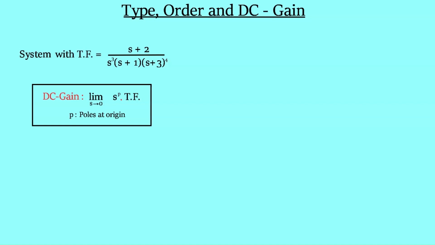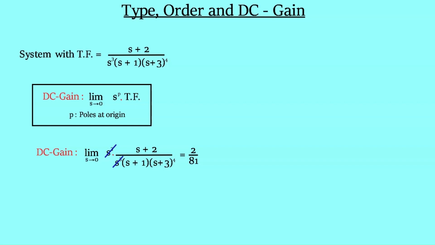The term s raised to the power p represents the factor which is meant for removing the poles at origin. Like for the above considered transfer function, we have 3 poles at origin, therefore we will multiply the transfer function with s raised to the power 3, and after cancelling the poles at origin, we have to simply put the value of s equal to 0 and calculate, which will come out to be equal to 2 upon 81. Therefore, the DC gain of the system is 2 divided by 81.